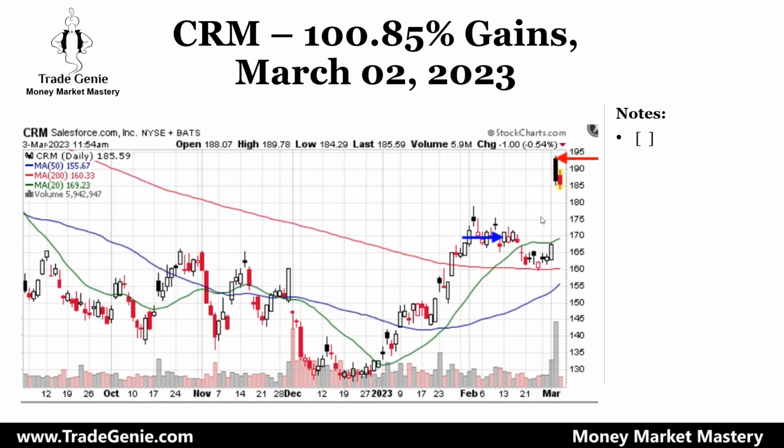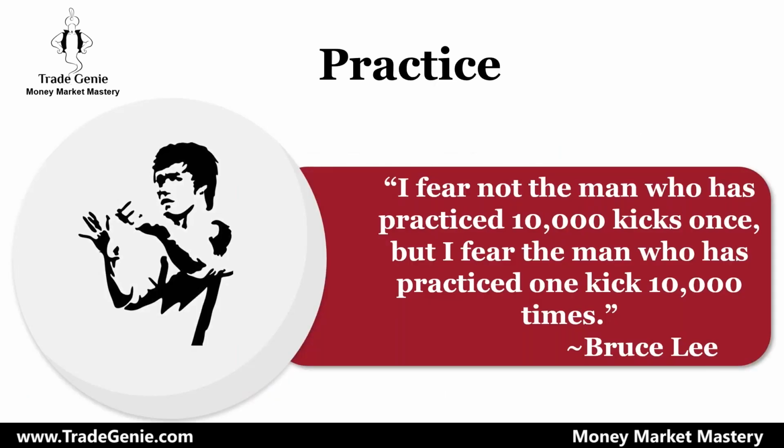There's a big gap here. So you don't want to enter here and sit through all this drawdown, and then it suddenly starts to move and you give back the 100% gain. So take the 100% gain. Not good to give it back. So these are a few charts I prepared today.